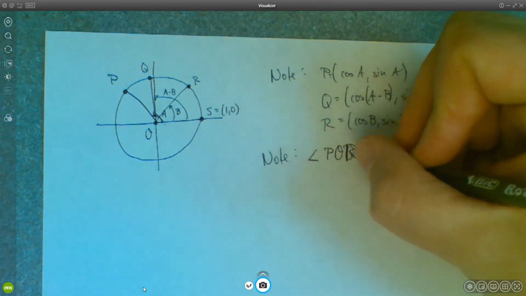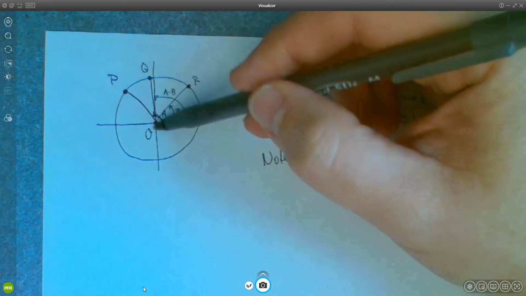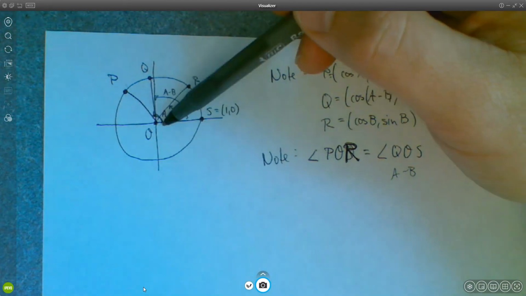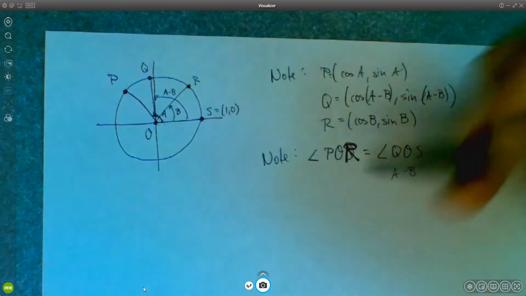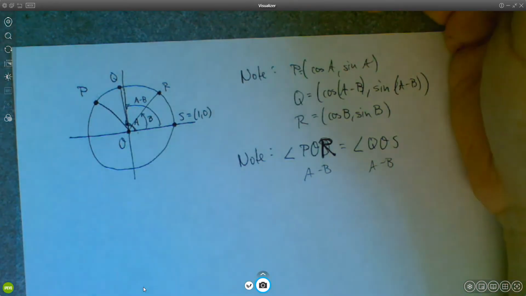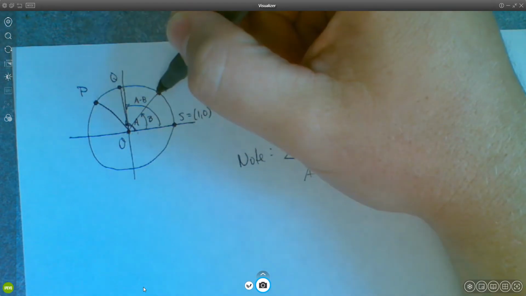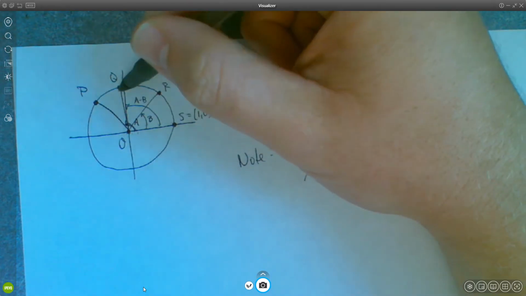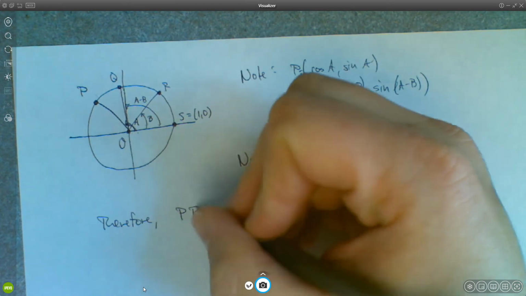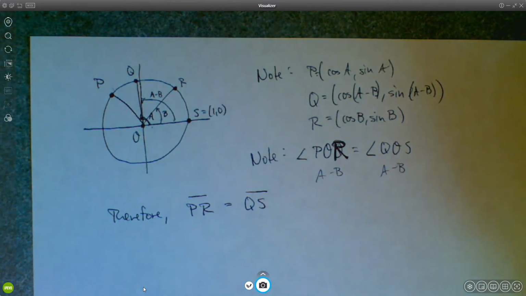oh, that's why it's not making sense. It should be POR. So POR, not POQ. So sorry, POR. That makes a little more sense. That looks more convincing. Anyway, POR, this is angle A minus angle B. So it's also just A minus B. So those two angles are the same. Now, since those two angles are the same, that means their secants are the same. In other words, the line going from P to R is the same distance as the line going from Q to S. So, therefore, segment PR is equivalent to segment QS.